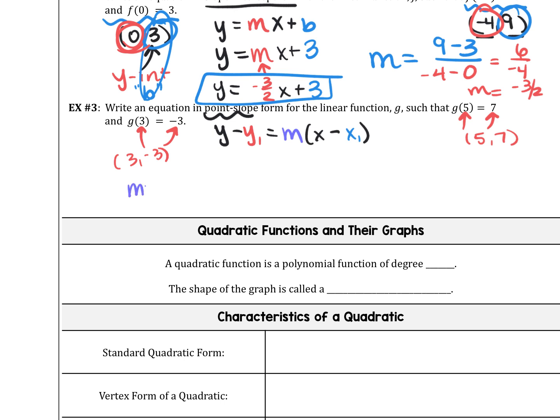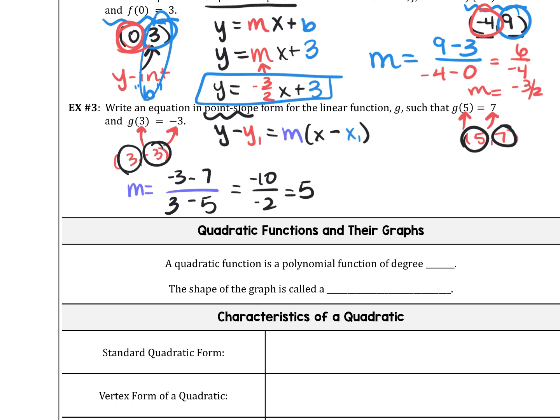So we're going to find the slope using the difference of the y's, or the change in y. So here's my y2 minus y1 all over x2 minus x1. Simplify, we get 5. So my slope is going to be 5.